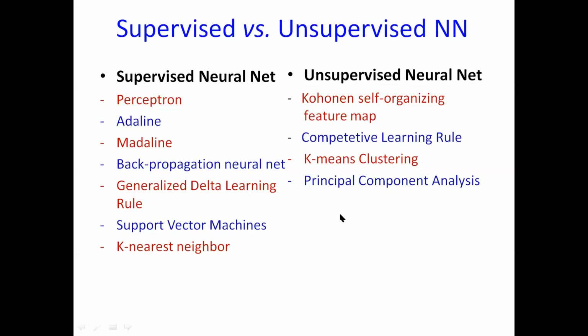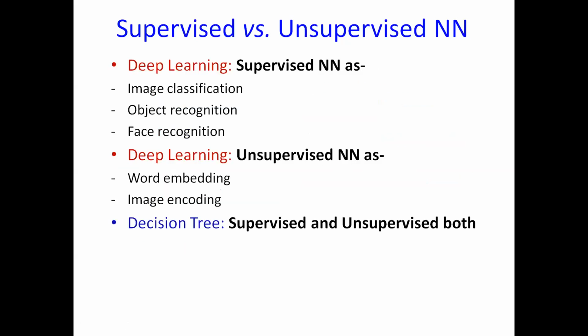So it may happen that anywhere you are asked to name some examples of supervised and unsupervised neural networks, because these are the two broad categories of neural network.